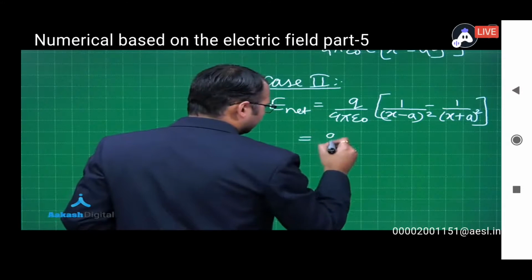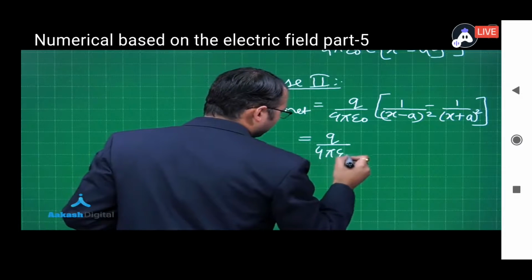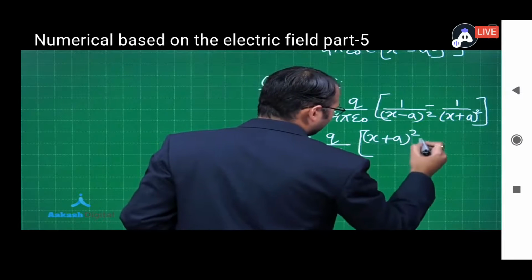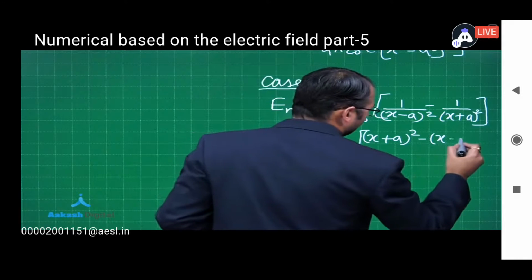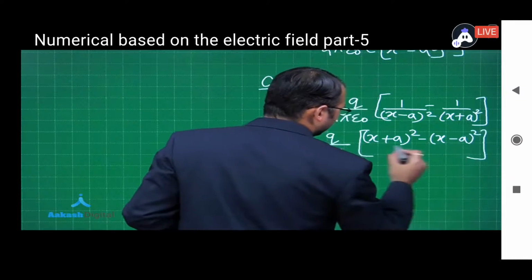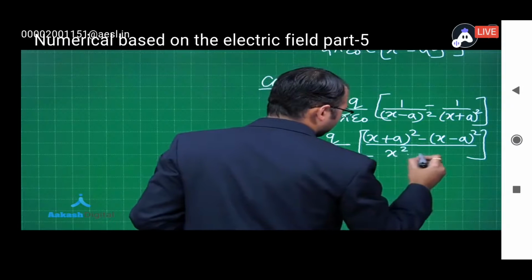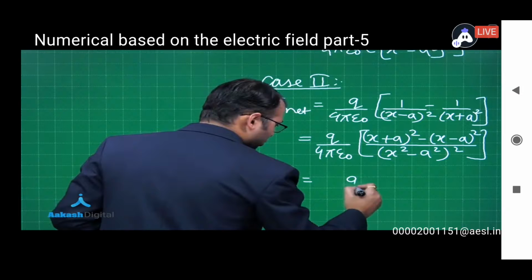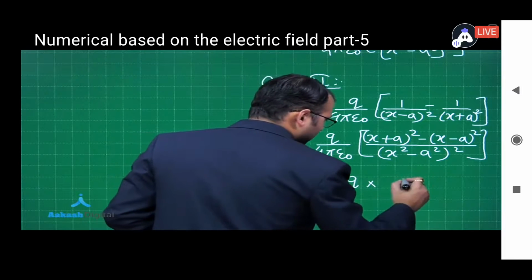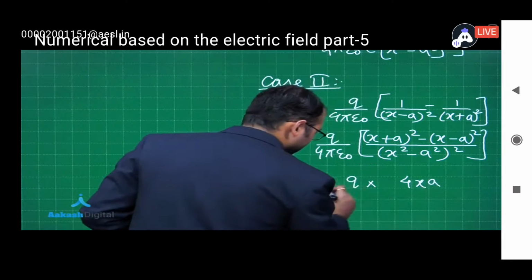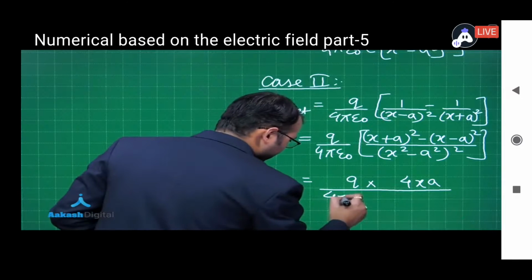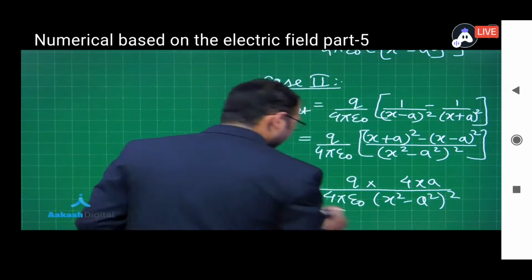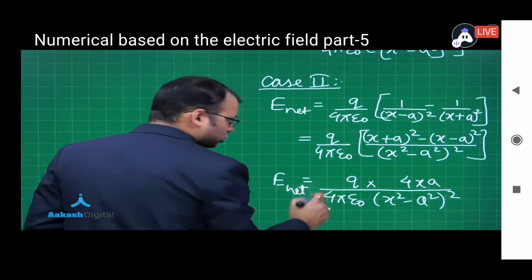On solving this, you will get q upon 4 pi epsilon naught, times (x plus a) whole square minus (x minus a) whole square, and this whole should be divided by (x square minus a square) whole square. On solving, you will get q into 4xa divided by 4 pi epsilon naught (x square minus a square) whole square. This is the net electric field in case 2.